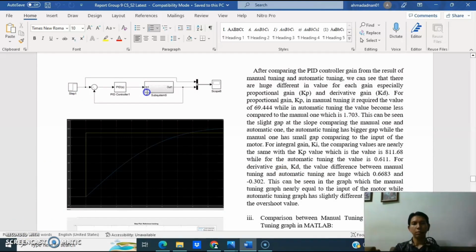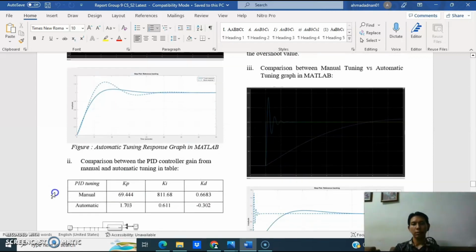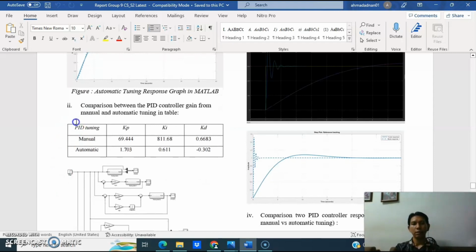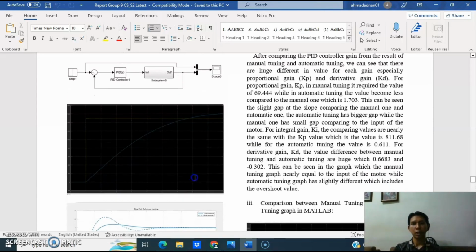So this is the block diagram and this is the graph. So this is also the automated tuning response graph that we get from MATLAB simulation. And this is the comparison between PID controller gain from manual and automated tuning in table. So from the result of manual tuning and automated tuning, we can see that there are huge differences in value for each gain, especially proportional gain and derivative gain.